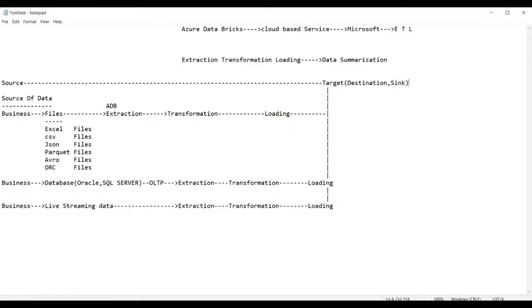So now can you see here? This is how we get the data. Ultimately, we get the data from various sources. And from these various sources, we extract the data, we transform the data, and we load the data into the target. All this extraction, transformation, and loading will be done by using a service. ADB is one service. Likewise, ADF is another service. Likewise, you can have Synapse as another service. These are the various services we can use.